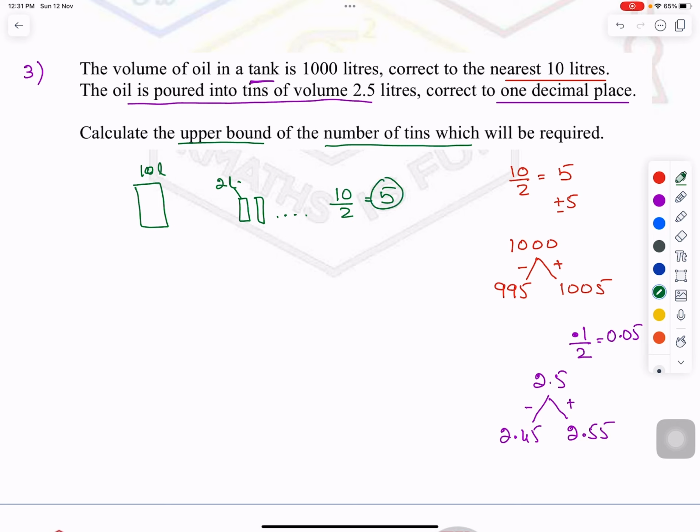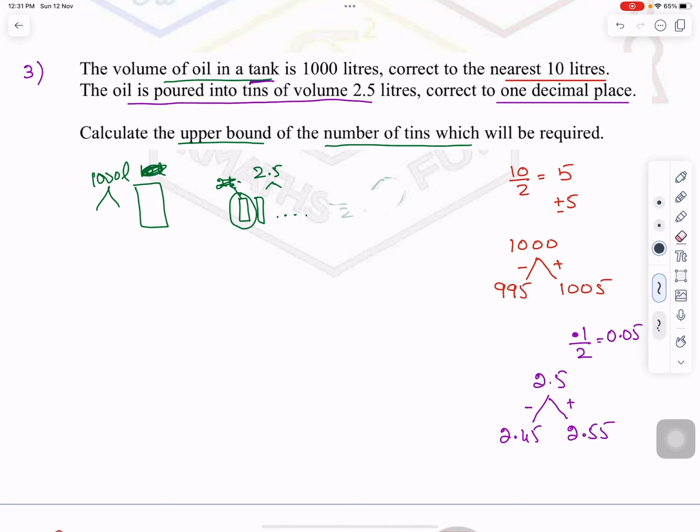So the same is the question here. This volume of oil is in the tank. Now suppose this is my tank, right? And it has bounds here, upper and lower bound. And this is a small tin which has capacity of 2.5 liter. It also has bounds, upper and lower bound. So how many can you fill here? Number of tins. So we will do division here, right? So I'm writing here to find the upper bound, meaning the maximum number of tins, when I'm filling oil into small tins.